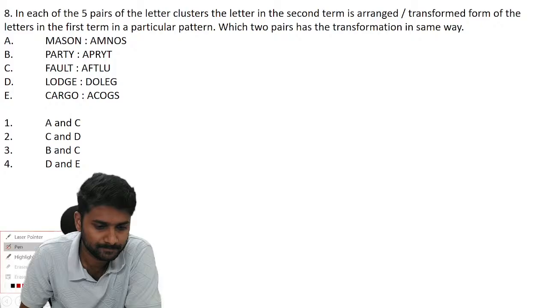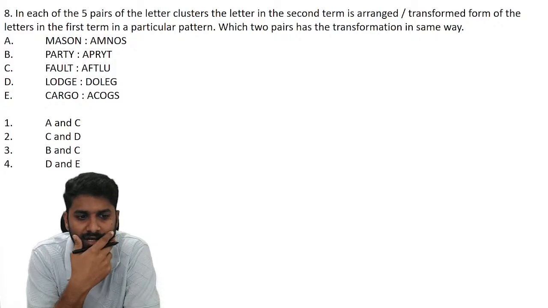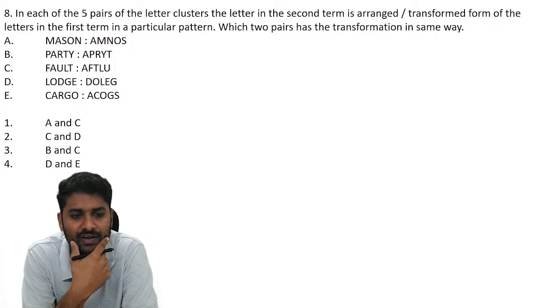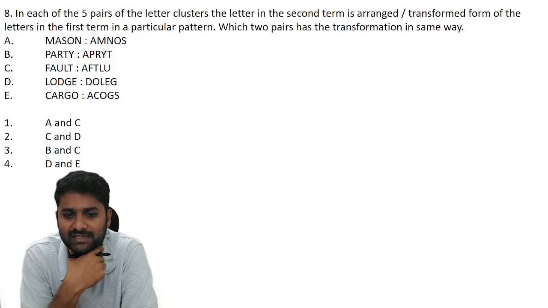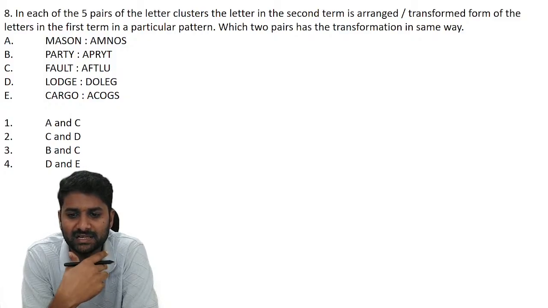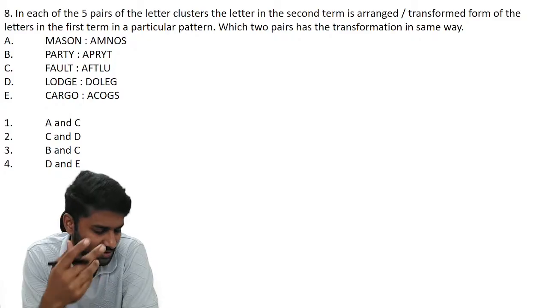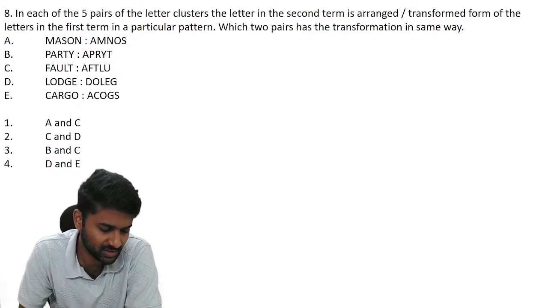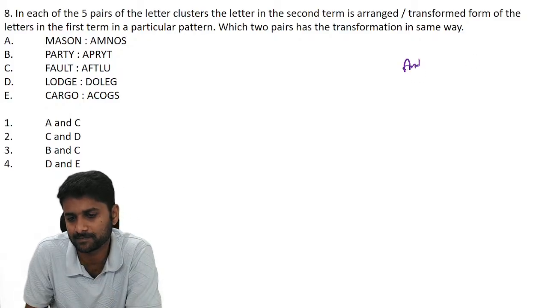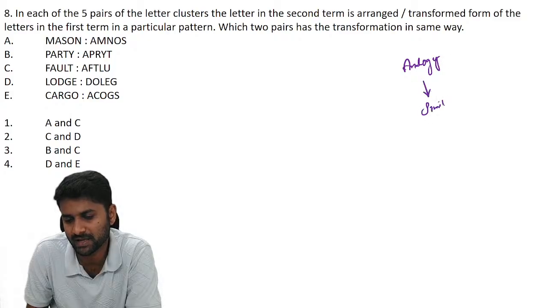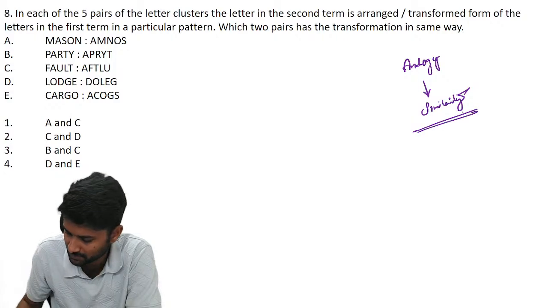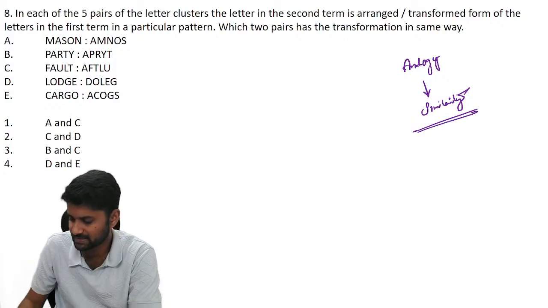Next. Now, in each of the 5 pairs of letter clusters, the second term is arranged and transformed from the letters of the first term. Which pair transforms the same way? It's all about analogy. Analogy is all about similar relation. Now tell me which of the two options have a similar relation.